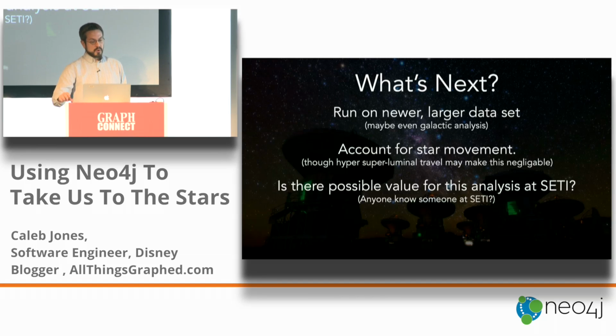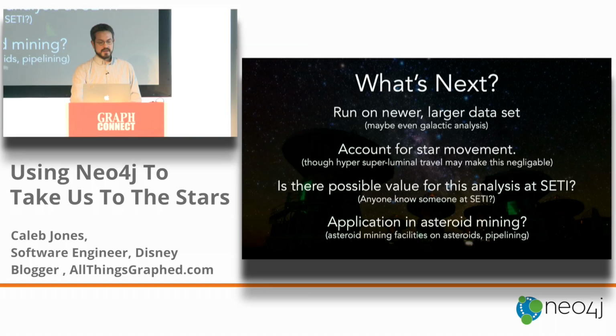More practically, we're down to Earth here, but looking up, is there a possible value for analysis in SETI, right? It's a big task trying to figure out which stars, and they have, I'm sure, lots of analysis. I'm curious if this particular analysis has been done to try to find hubs, right? Those travel hubs. I don't know anyone at SETI, but who knows? Maybe there's a possibility there.